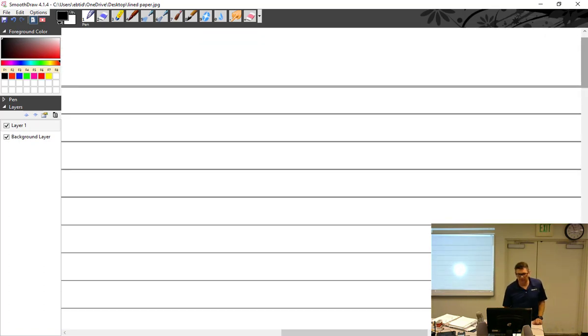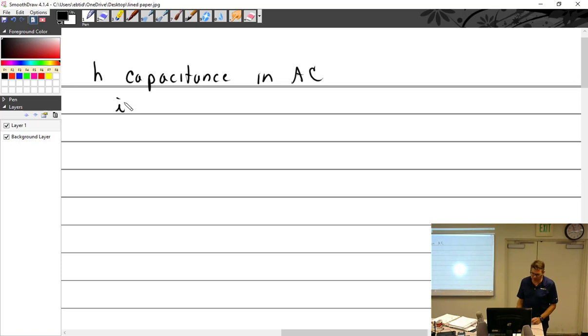All right, let's talk about capacitance. In AC, because AC is constantly changing, a capacitor will charge and discharge continuously, making it appear as though current flows through it when in fact this is not true. I can write all that.